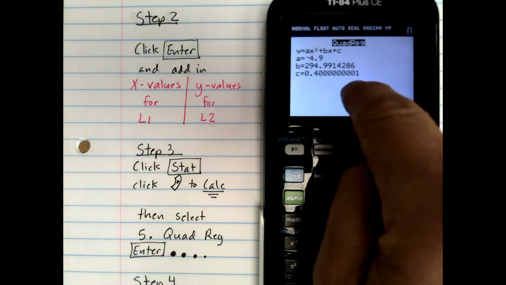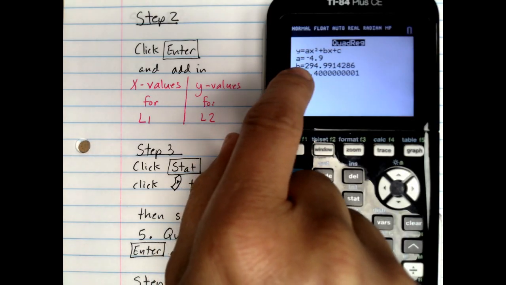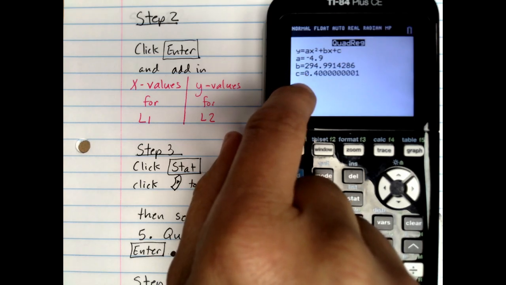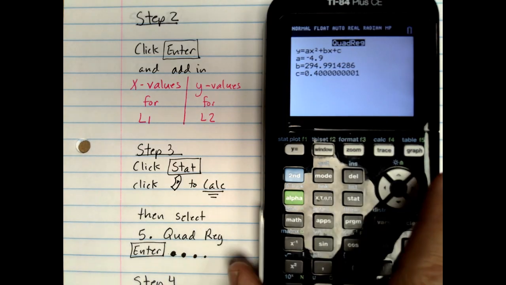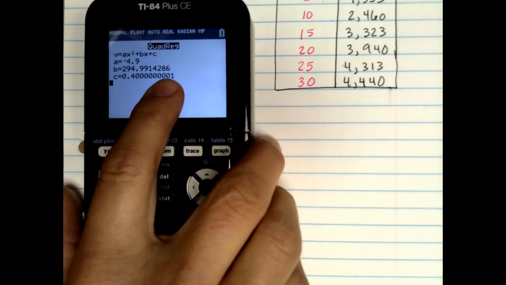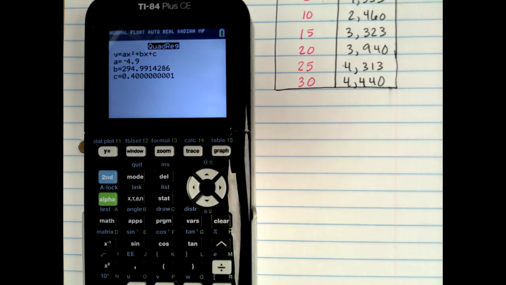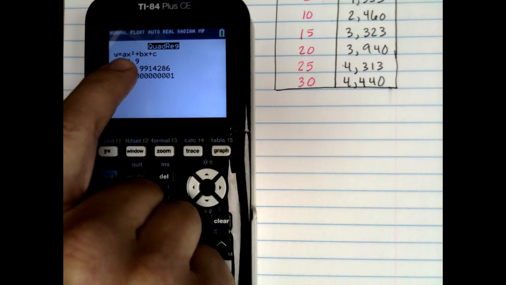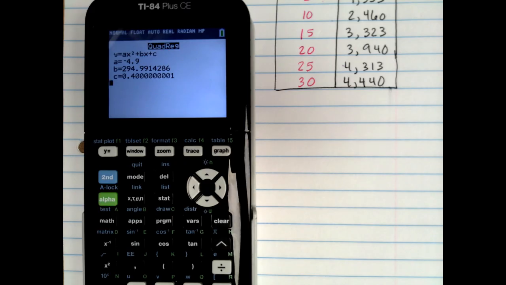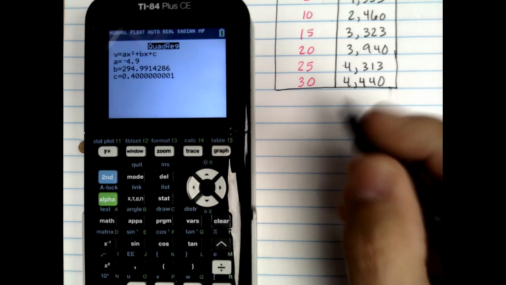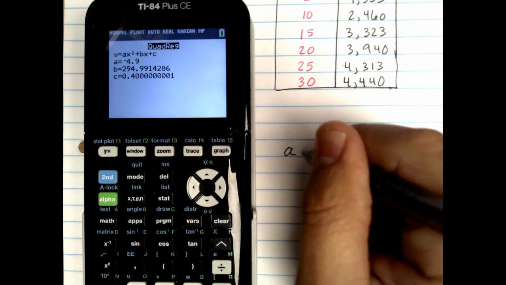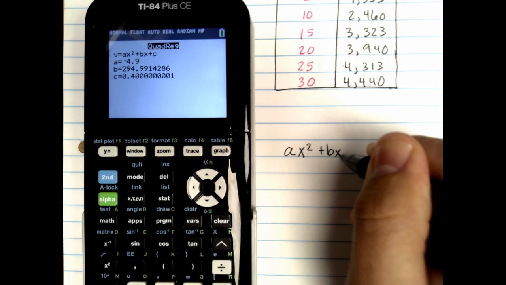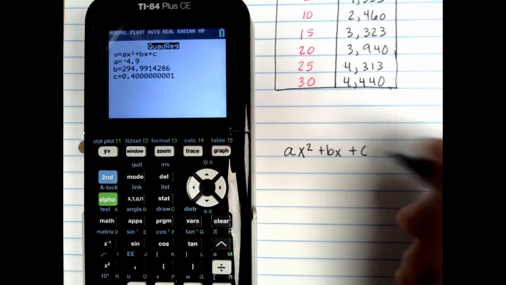Notice it gives me these values here, and it tells me that A is equal to negative 4.9, B is equal to 294.9, and C is equal to 0.4. Now the important thing here is that once you get this information, we can go ahead and write out our equation. However, you want to make sure that when you're writing the equation, you're allocating these values to the proper letter inside of it. In this particular one, notice that it is in standard form. When I say standard form, in other words, it looks like this: ax squared, plus bx, plus c.